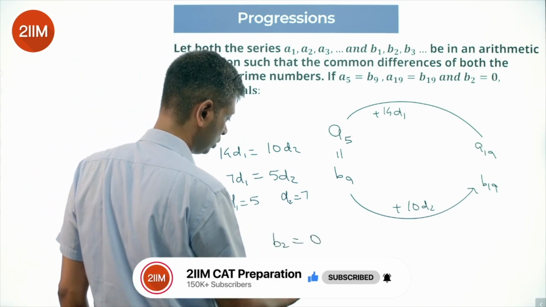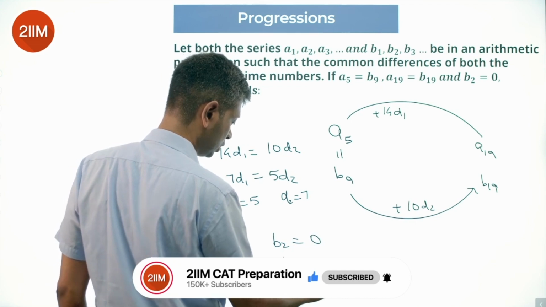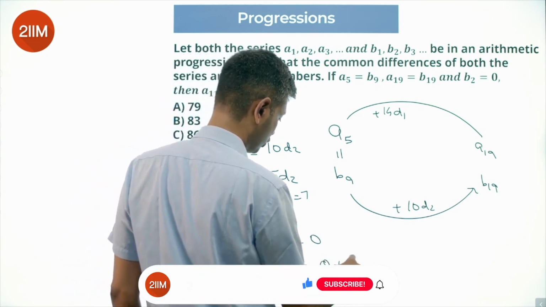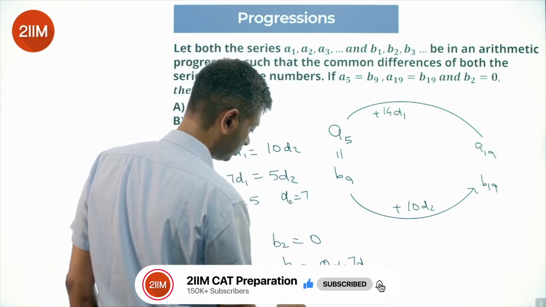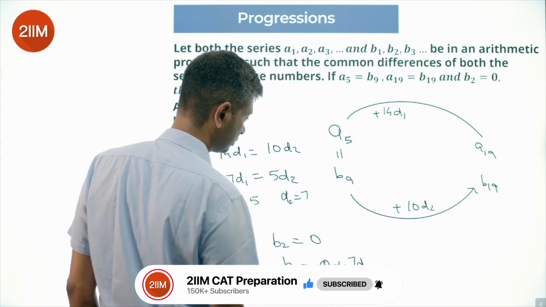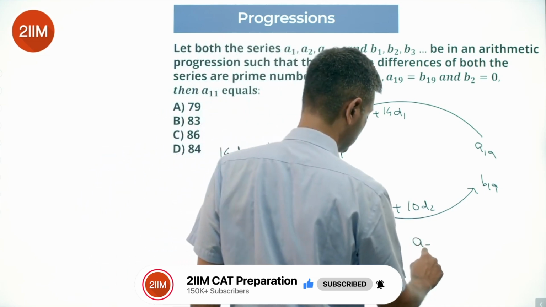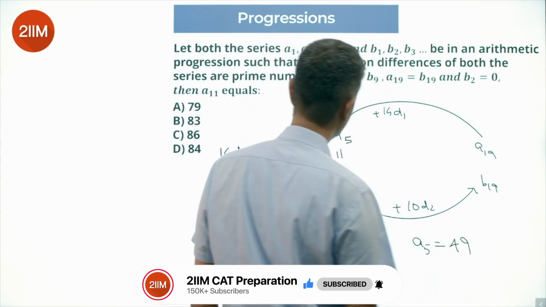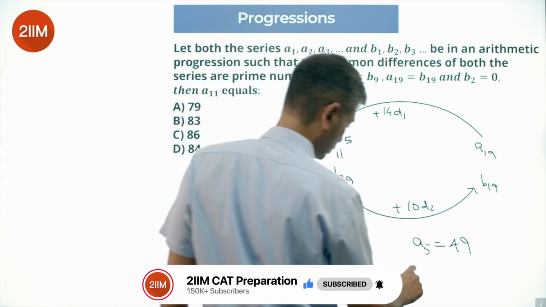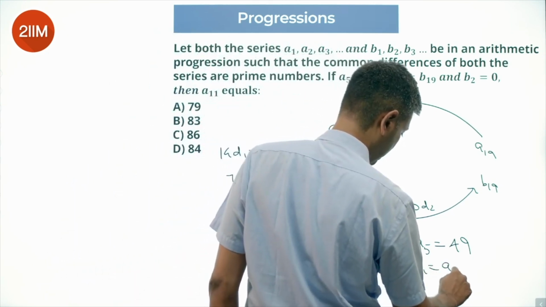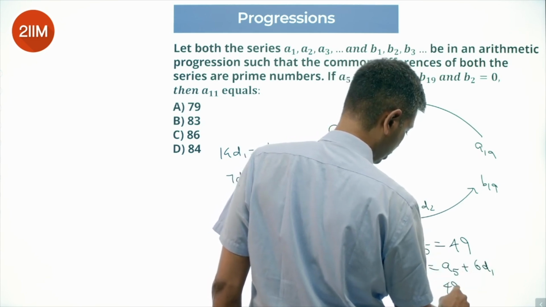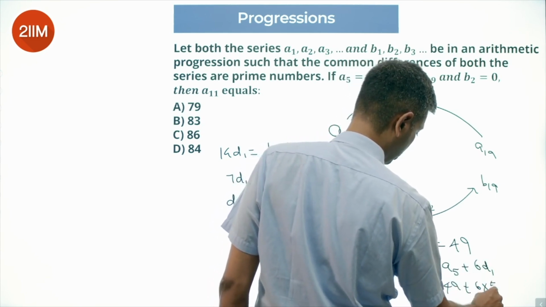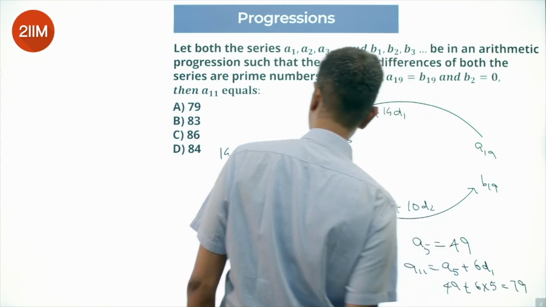B2 equal to 0. B9 is 0 plus 7 D2, the second common difference. So B9 is 49. So A5 equals 49. What do we want to find? A11. A11 is A5 plus 6 times D1, which is 49 plus 6 into 5, 49 plus 30, 79. Done.